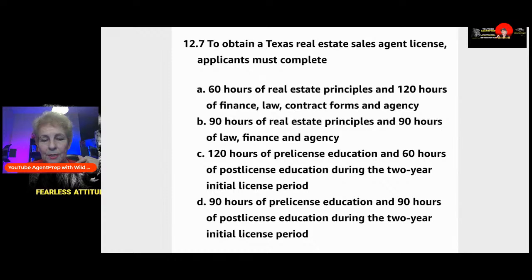So which one is it? Okay, I'll help you out a little bit. It's 180 hours that we take. Well, all 4 of them have 180 hours. Okay, well, to pass your exam, you have to take 180 hours before you can qualify to take your exam.